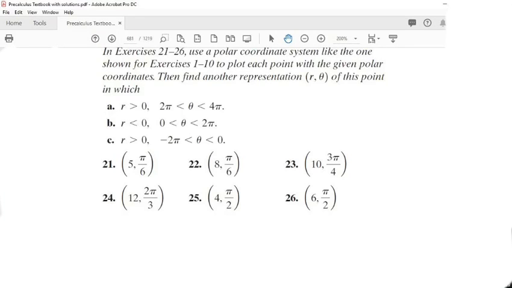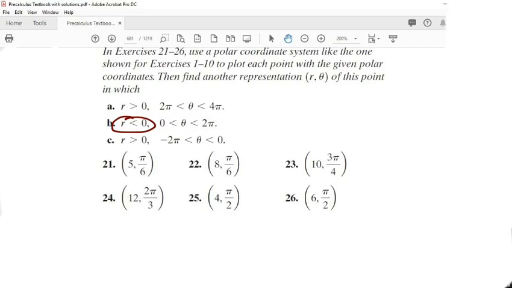All right, you guys know what the r means? Radius. That's radius. You guys know what theta means? Angle. So this one says the radius is greater than 0, and this is the angle is between 2 pi and 4 pi. Okay, this one is just one revolution, between 0 and 2 pi.